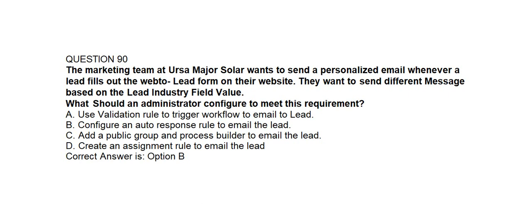Option A. Use validation rule to trigger workflow to email the lead. Option B. Configure an auto-response rule to email the lead. Option C. Add a public group to Process Builder to email the lead. Option D. Create an assignment rule to email the lead. Correct answer is option B. Configure an auto-response rule to email the lead.